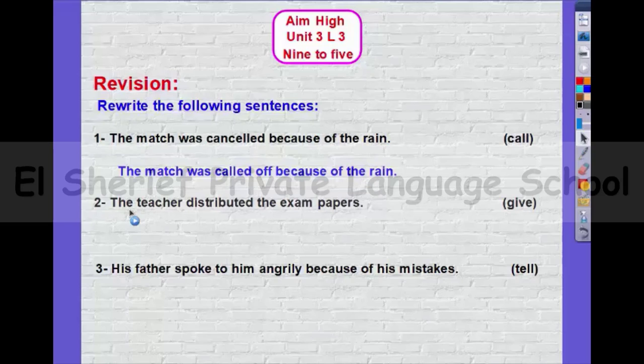Number 2. The teacher distributed the exam papers. So, to give out is to distribute. So the sentence is, the teacher gave out the exam papers.